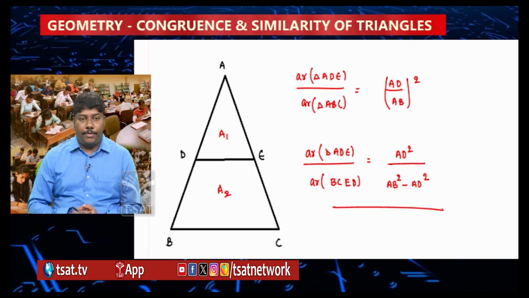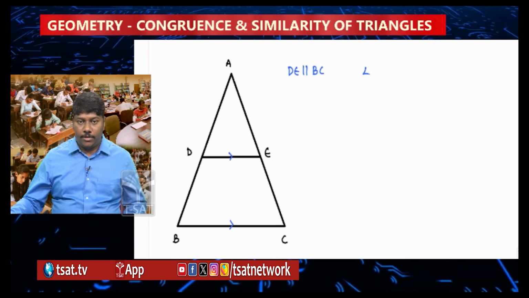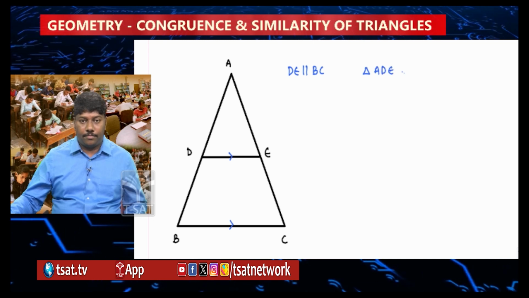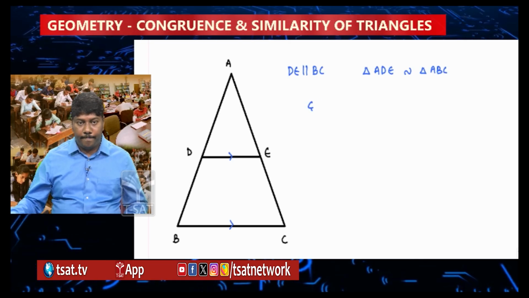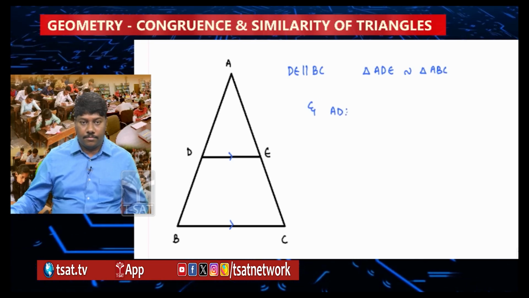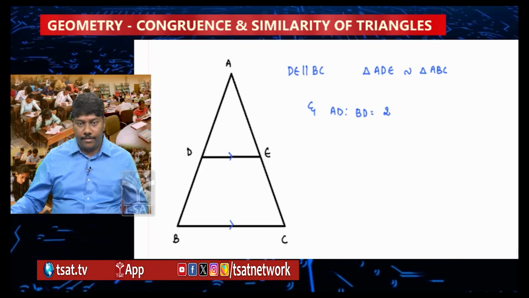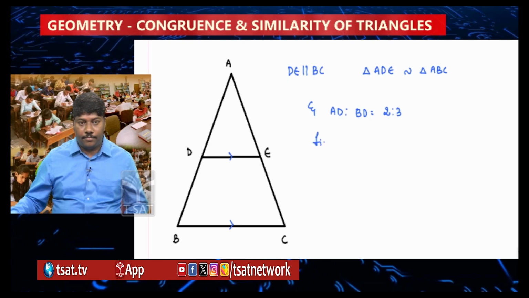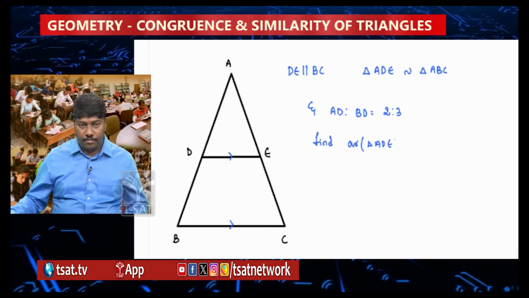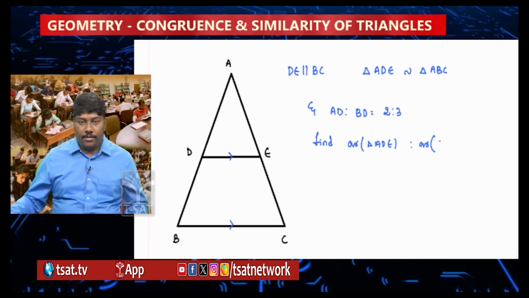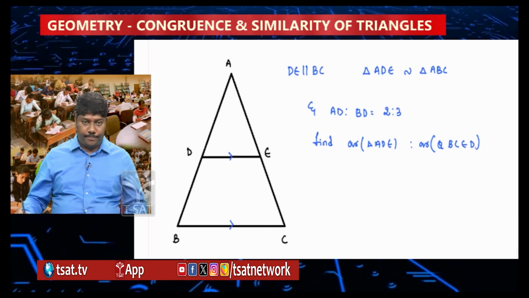Let me give it with an example so that you can understand better. The moment you say DE is parallel to BC, we know the triangle ADE is similar to triangle ABC, and I am giving AD to AB is 2:3. Find the area of triangle ADE to area of quadrilateral BCED, quadrilateral or trapezium.